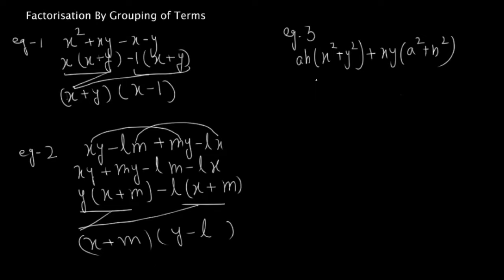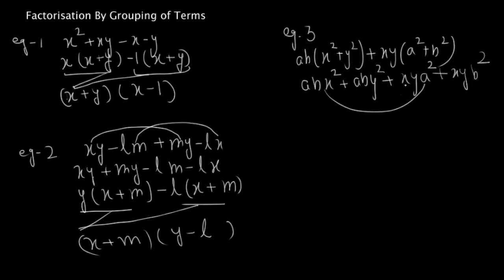Let's look at the third example. To factorize it, first we'll have to expand it, or we can say multiply the terms outside the bracket with the terms inside the bracket. So we multiply all 4 terms. Now again, because we multiplied the first 2, we cannot factorize the first 2.